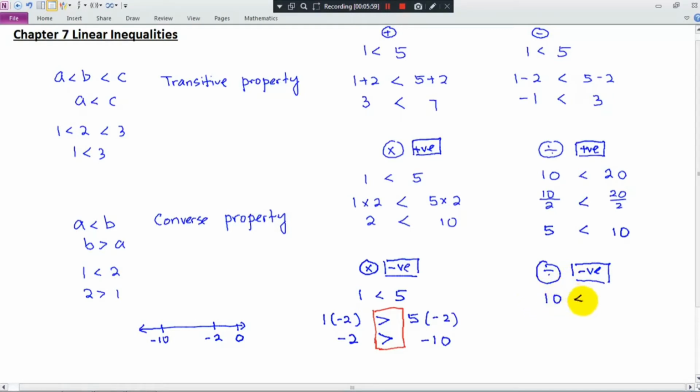10 is less than 20. So if I divide both sides by negative 2, this will give you negative 5, and this will give you negative 10. Negative 5 is somewhere around here, so we know that negative 10 is smaller and negative 5 is bigger. So the same thing you will see: the inequality sign starts to change.